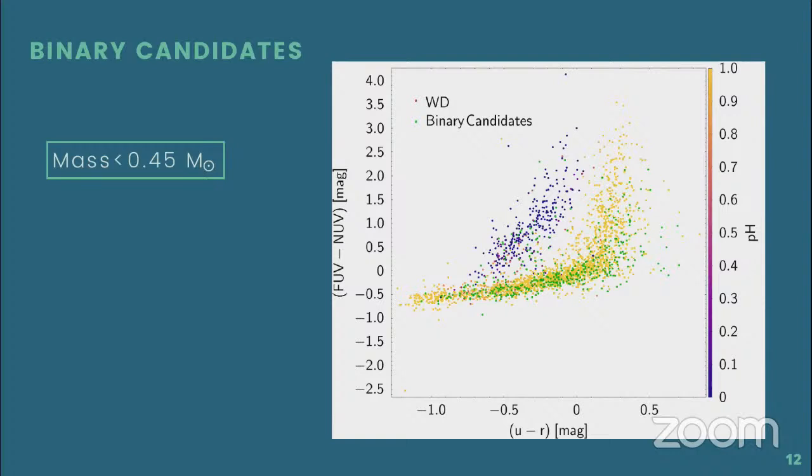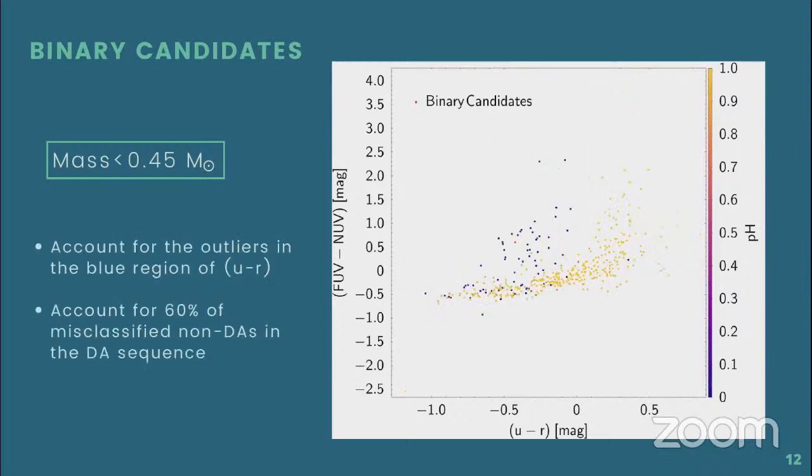Therefore, they have to have been created either in binary systems by mass accretion, or they are two white dwarfs that are not resolved, and so we consider them as a brighter object and so less massive. Here I show their location in the ultraviolet color diagram. When we color them with our probability of being DAs, we see a lot of misclassified objects. Basically, these binary candidates accounted for the outliers in this blue region of the DA sequence, and also for 60% of the misclassified objects that I was talking about.